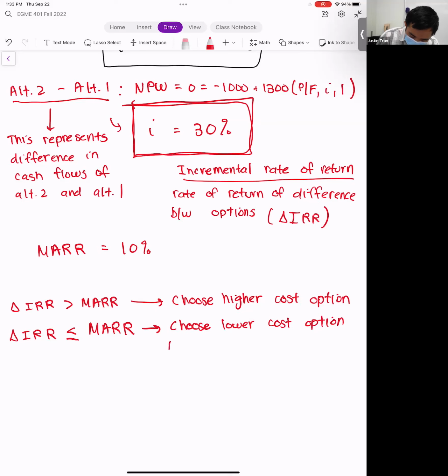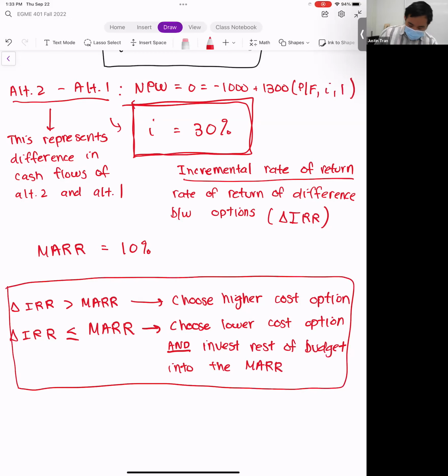Okay. And the implication, which you don't have to say in the problem, is that if you invest part of your budget in the lower cost option, then you're going to take the rest of your budget and invest it at the MARR. And so this is the basics on how you do incremental rate of return analysis.